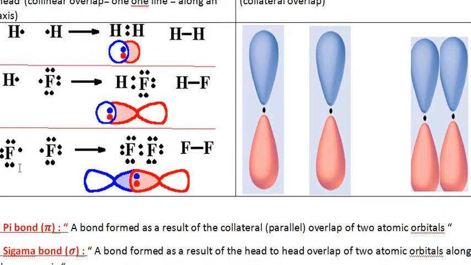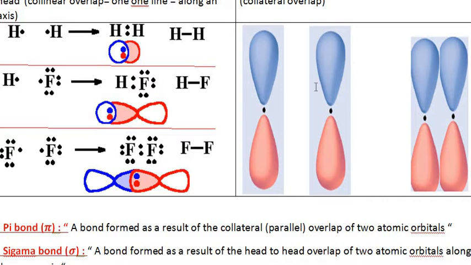Also, strong overlap may occur between two fluorine atoms. Each contains a P orbital and the P orbital of the other atom. They overlap in this way, head to head overlap in the same axis as in this figure. This also is called sigma bond, which is a strong overlap.